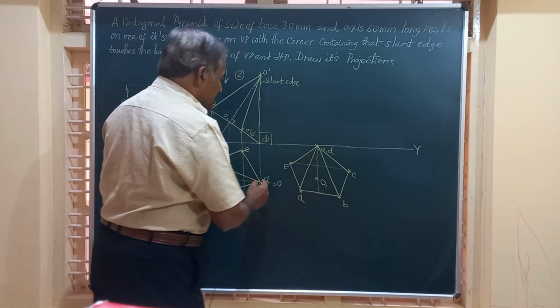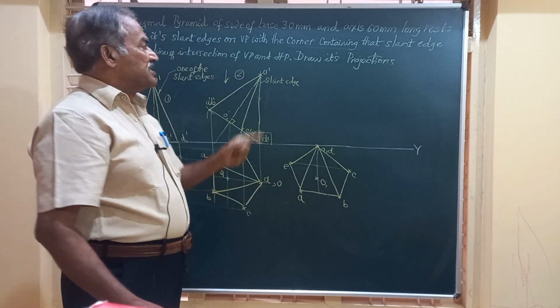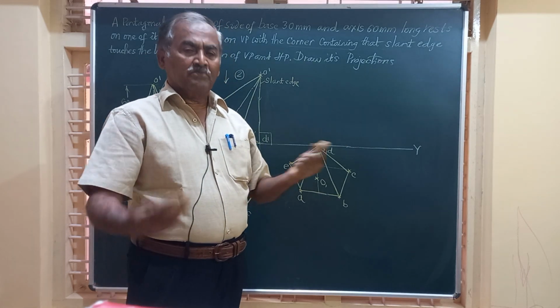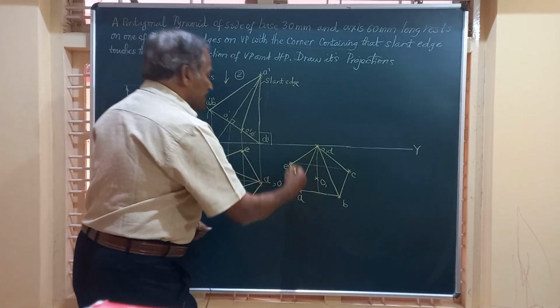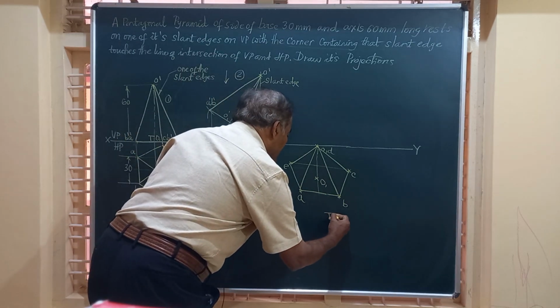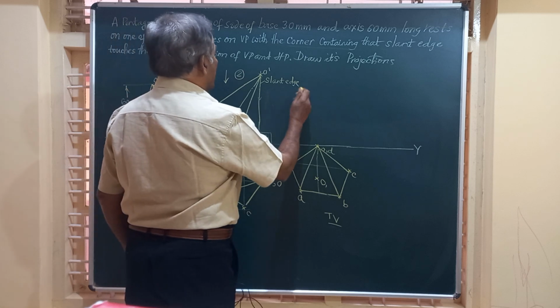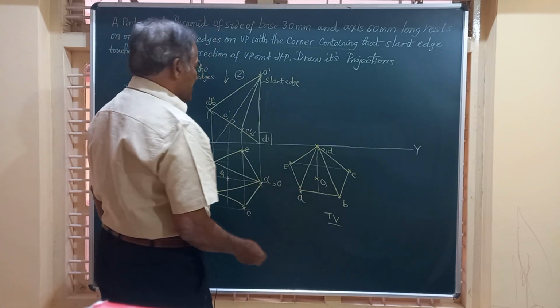The D dash is here, but it has to be on XY because it has to be on the line of intersection of HP and VP. That is nothing but our XY. So we have completely written the final top view of the figure. Friends, let us obtain the corresponding front view for this. Friends, let us start from any one of these points A, B, C, etc.